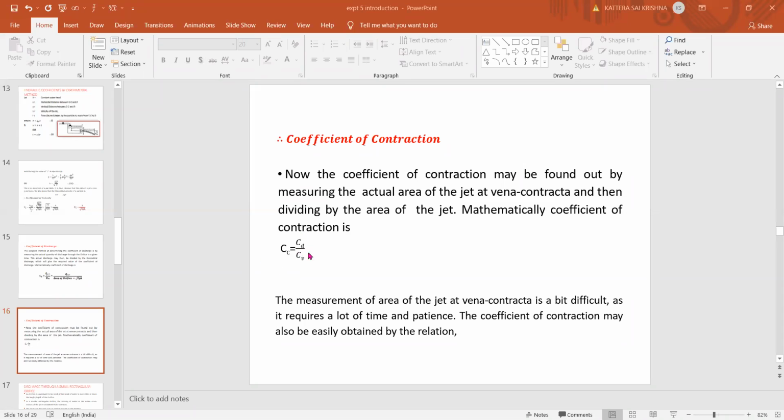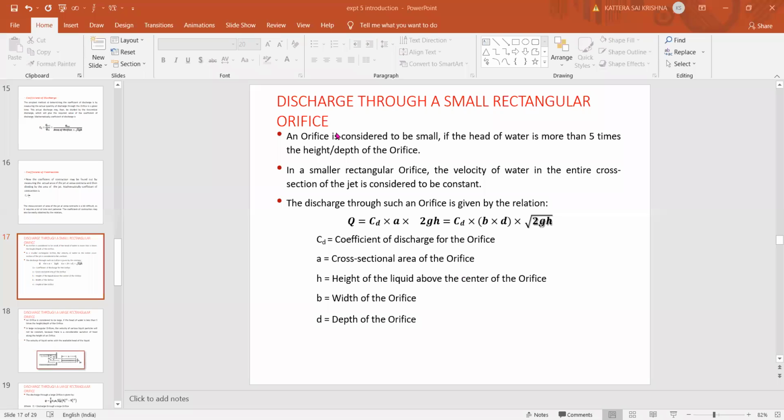Okay, so this is a formula for calculating the coefficient of contraction. First we need to find the coefficient of discharge and the coefficient of velocity. Then if you take the ratio of the coefficient of discharge and the coefficient of velocity, we get the coefficient of contraction. Now actually this is not required for our experiment, but we can know what is there in this.